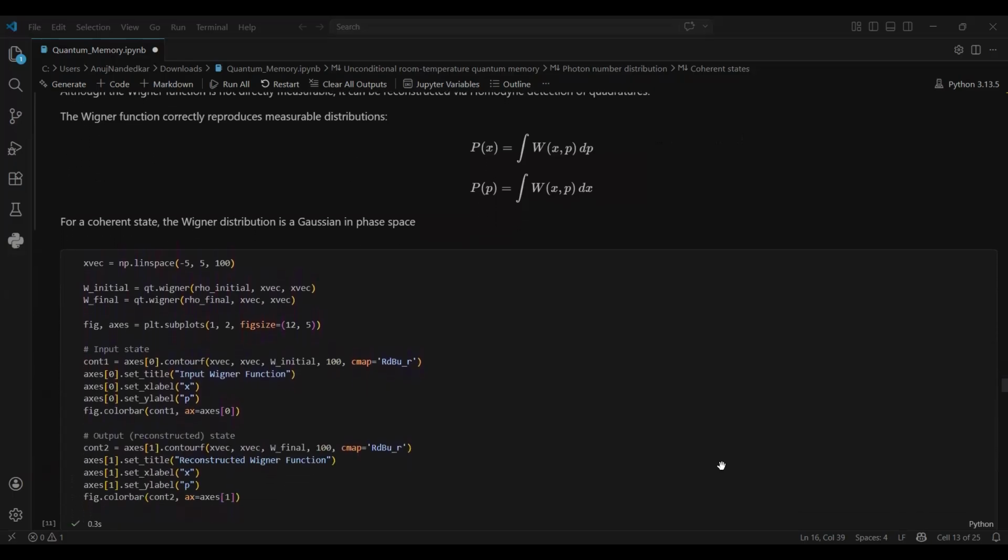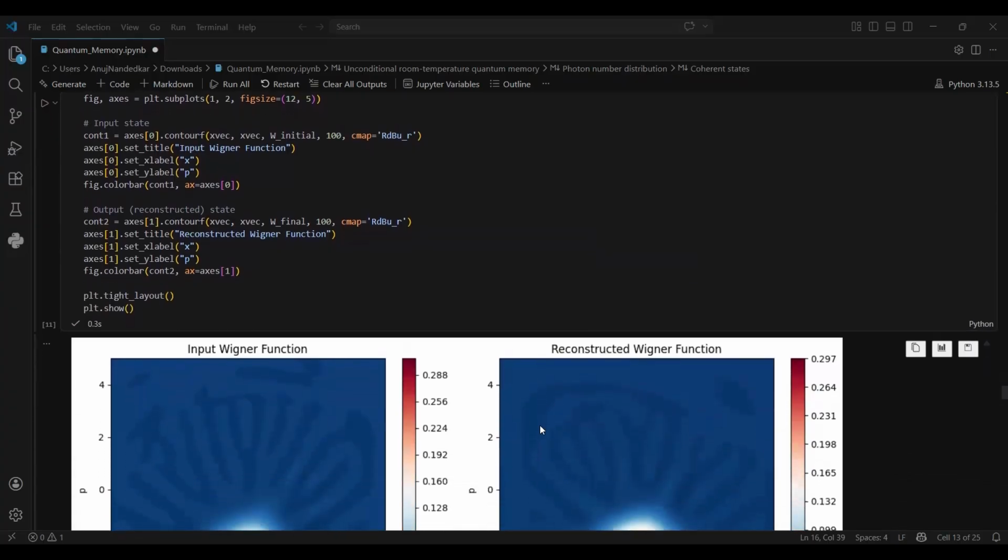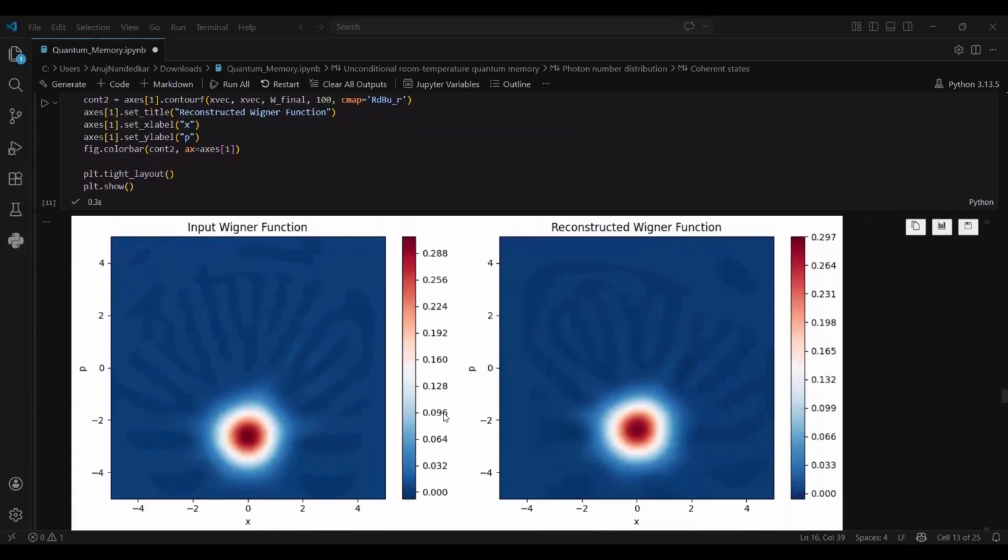So coming to the code, this part of the code basically constructs the Wigner function using the initial and final density matrices and plots them. So as you can see from both of these plots, the Wigner function is a Gaussian. It is concentrated towards the center, and then as you go far away from it, it dies out. And it is nearly the same, which is what we expect in our setup.